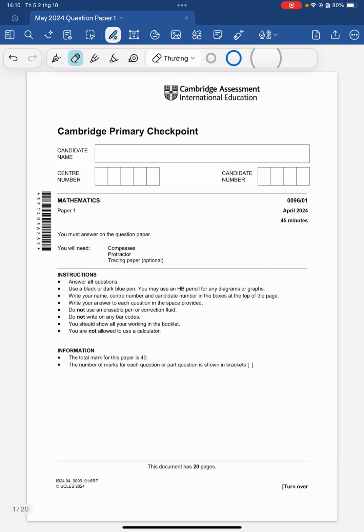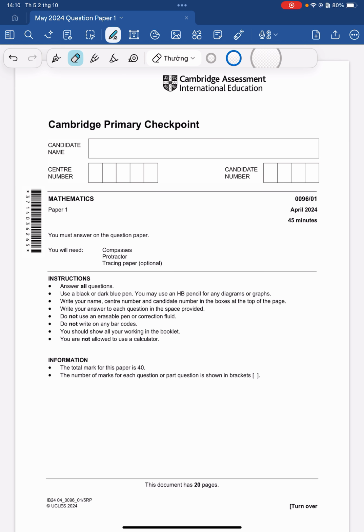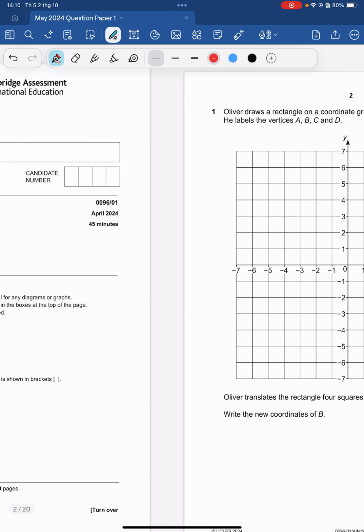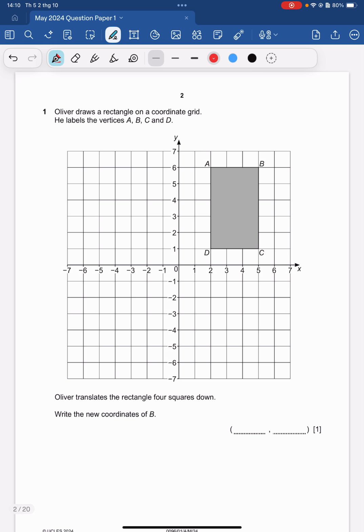Okay, hello everyone. So let's do Cambridge Primary Checkpoint for grade 5, right? That's April 2024, paper 1. Okay, let's do question 1.